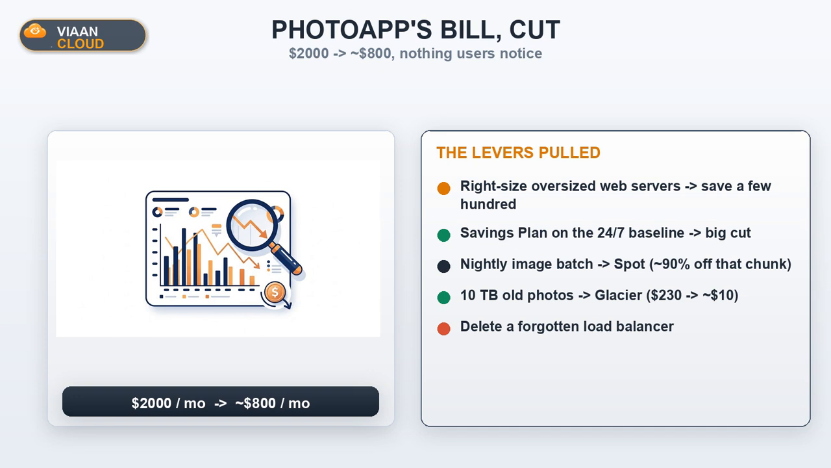10 terabytes of old photos slide from S3 Standard into Glacier with one lifecycle rule, dropping that line from over $200 to about 10. And a forgotten load balancer gets deleted. Same app, same performance, the bill lands closer to 800. Nothing clever, just the levers, pulled deliberately.